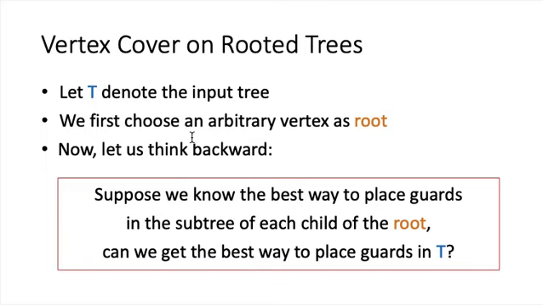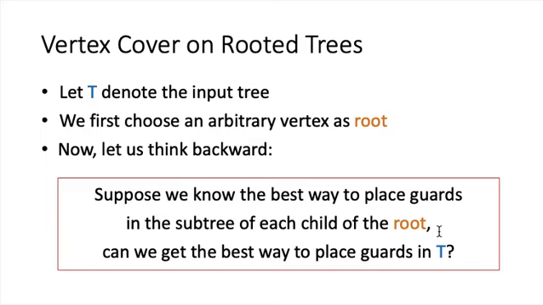Since the input graph is a tree, we now use T to represent the input graph rather than G. To simplify the discussion, we will assume that the tree is a rooted tree. Don't worry if the input is an unrooted tree. We just pick any arbitrary vertex and set it as the root. Now, to solve this problem by DP, we are going to use the standard mode of thinking. So we are going to think backward.